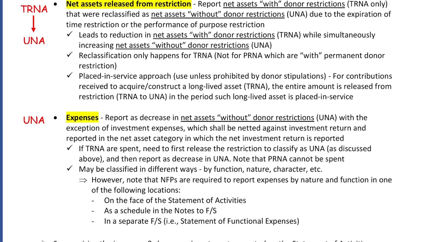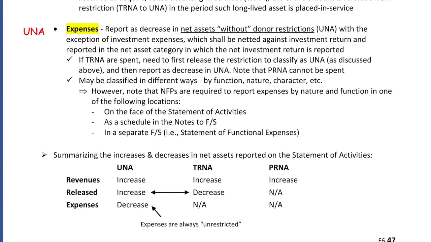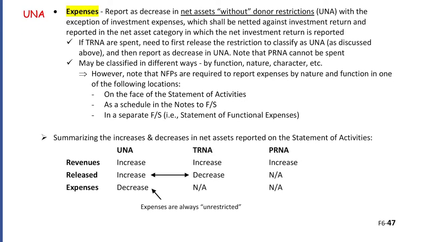Towards the bottom of this page, we've got a summary of increase and decrease in net assets which are reported on the statement of activities. So looking at the traditional classification of UNA, TRNA and PRNA. Now, revenues, they increase net assets across categories. Net assets released from restriction, we are talking about TRNA moving to UNA. So UNA increases while TRNA decreases.